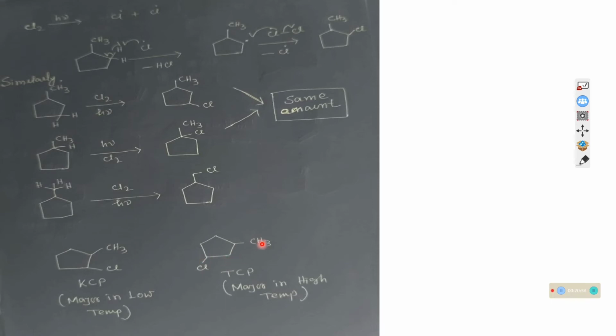But see, this CH3 and chlorine are on 3 position, so there is less steric crowding or steric repulsion, so it is the more stable compound, and we can call it the thermodynamically controlled product. It is obtained when the temperature of the reaction is high. This one has methyl on 1 and chlorine on 2 position, so this is called the KCP, kinetically controlled product. There is some steric repulsion between this CH3 and Cl, so this product is less stable than this, so this is called the kinetically controlled product and it is obtained at low temperature.